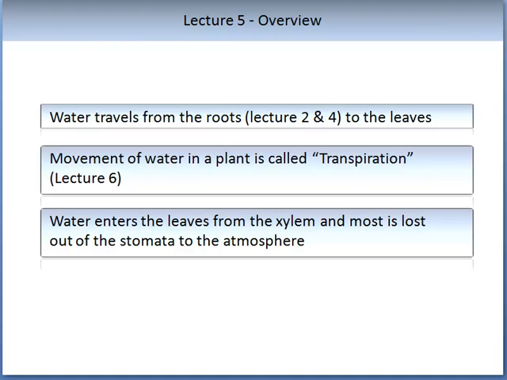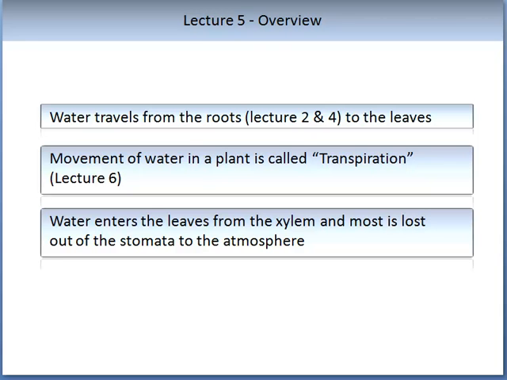In Lecture 2 we learnt about how water enters the root system, and in Lecture 4 we learnt about how water travels through the xylem. The movement of this water is called transpiration, and we will learn about this in the next lecture, Lecture 6.